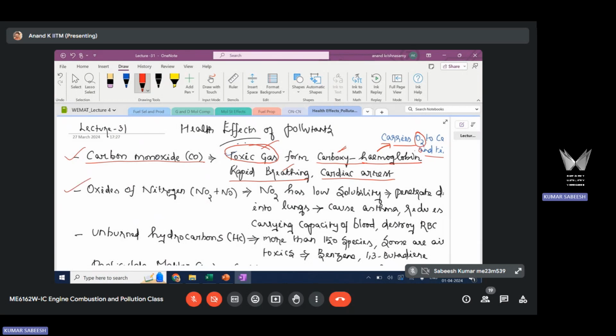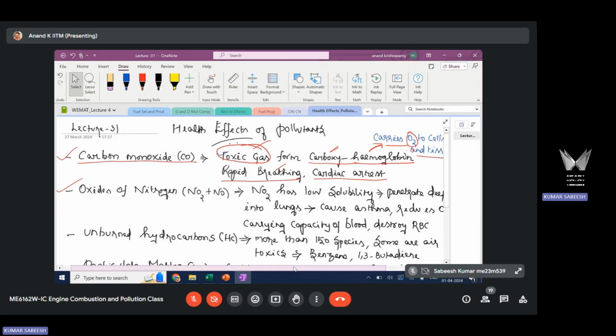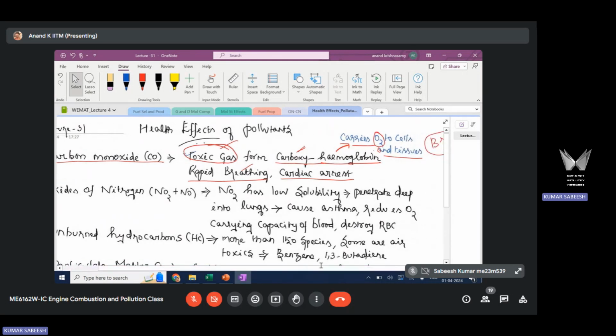The second one is oxides of nitrogen, which has NO and NO2. Among these two, we need to look at the effect of both NO and NO2. The NO2 is more dangerous because it has a very low solubility, right? If it is soluble, the problem is it can dissolve in the mucus in the nose or in the throat lining. Once it dissolves, it forms acids, nitric or nitrous acids, both NO and NO2. Once it gets dissolved in the mucus, it forms acid.